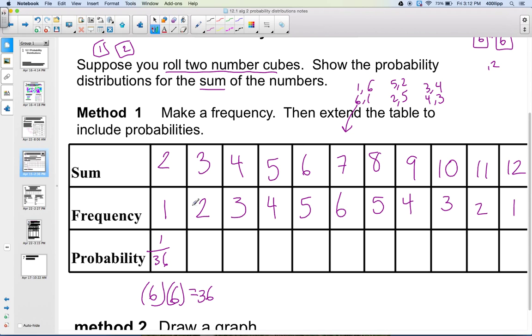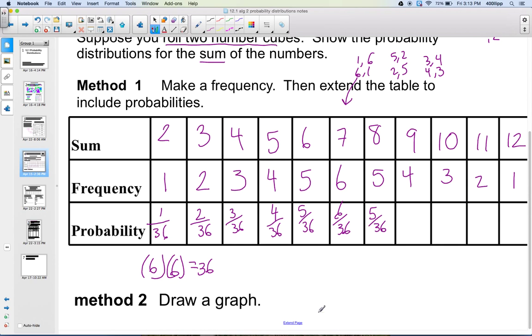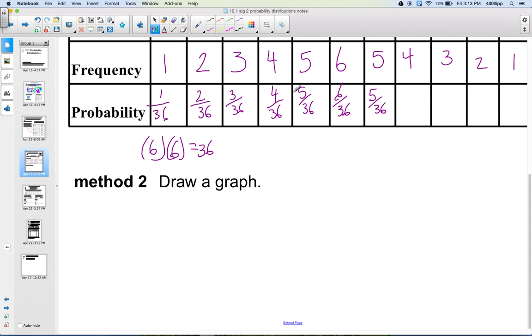For the sum of 3, there are 2 times where we can get a sum of 3, so the probability will be 2 out of 36. This one will be 3 out of 36, and so on. The highest one that we're going to get is 6 out of 36, and then we're going to go back down after.